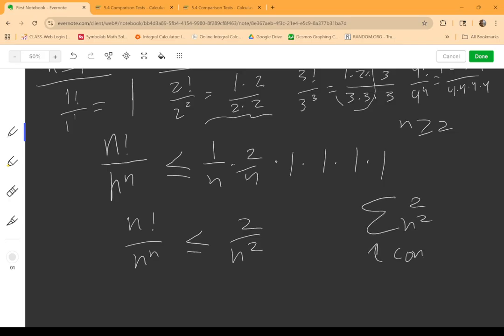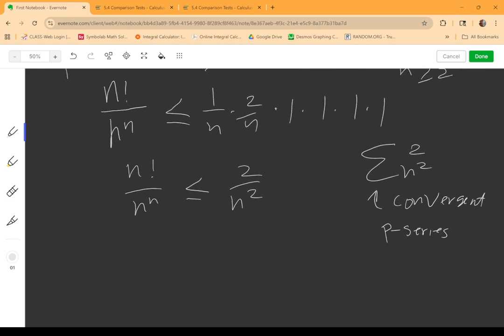And again, 2 over n squared, what we have here is a convergent p-series. So if the values of n factorial over n to the n are less than the values of a convergent series, then by the comparison test, the sum of n factorial over n to the n is also a convergent series by the comparison test.